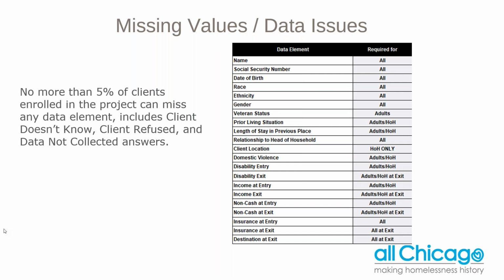Of these data elements, no more than 5% of clients enrolled in your project can be missing any data element, including client doesn't know, client refused, and data not collected answers. This is very similar to how HUD views these particular answers, such as client doesn't know, client refused, and data not collected. So this is identical to how the APR would view these data elements.